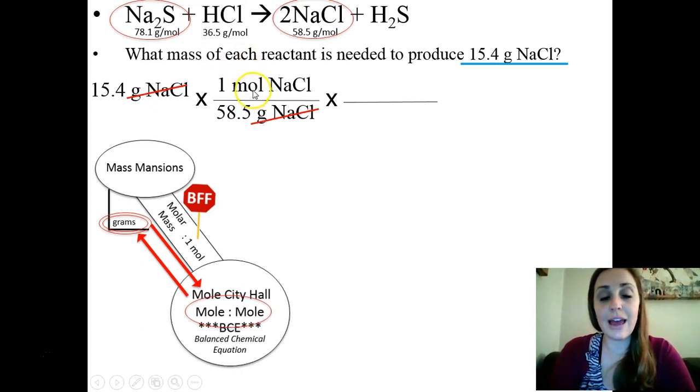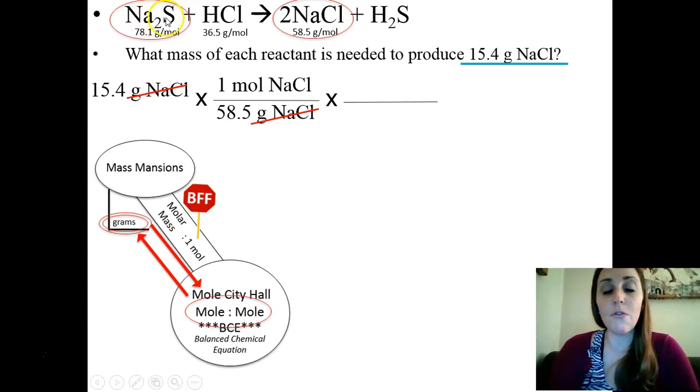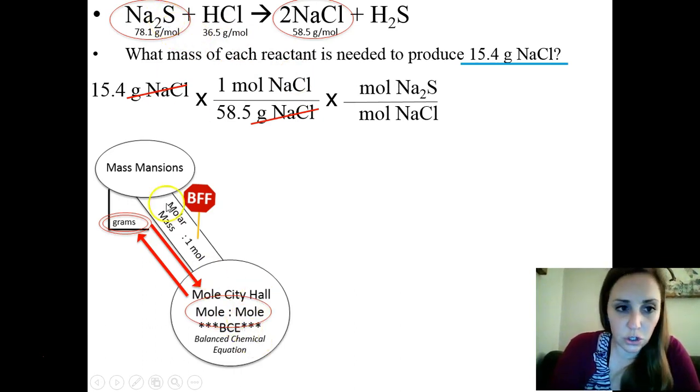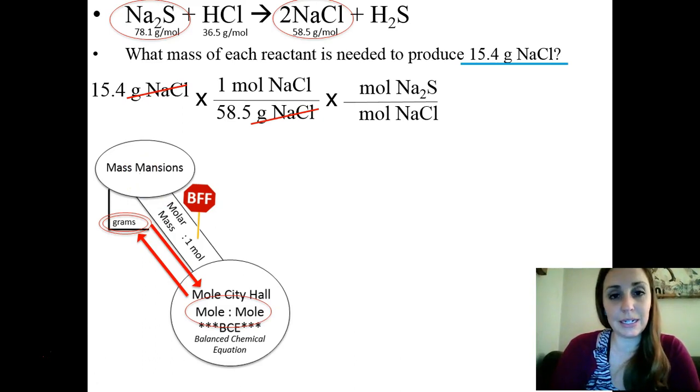So currently I have moles of sodium chloride on the top, and I don't want sodium chloride in my answer because I want to know about sodium sulfide. So sodium chloride needs to go on the bottom so it'll cancel. Leave a little room for a number because we're not there yet. We need moles of sodium sulfide to go on the top so we can eventually get that to mass later, but first we just need the right substance.